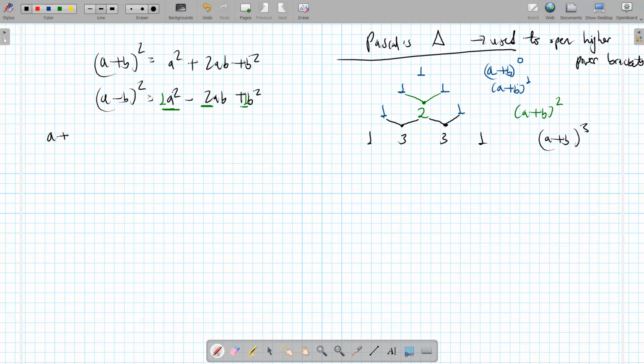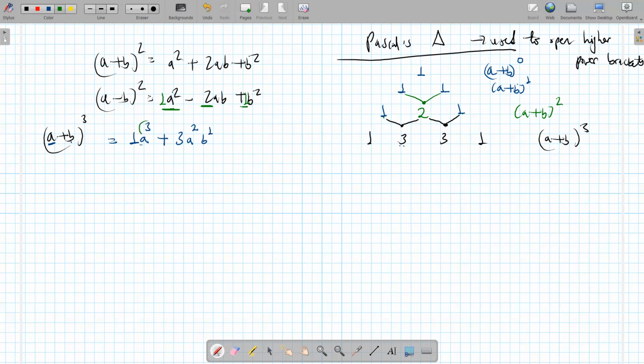So if you have a plus b cubed, okay, look at how this is going to work out. Your first term will have a coefficient of 1, and it'll be the first term that you have to the maximum power. So cube, cube. The next term will have a coefficient of a 3. And your first term, its power is going to drop by 1. Your second term, its power is going to go up by 1.